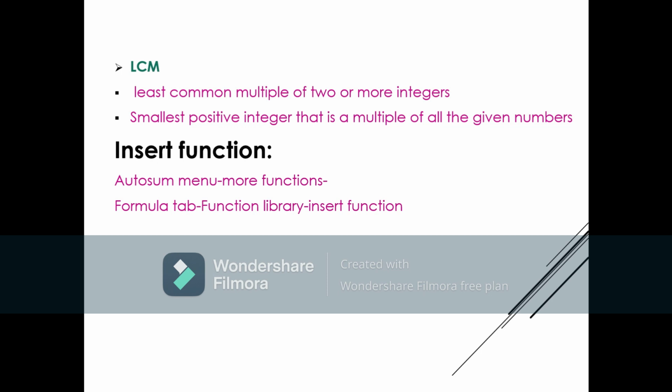Next one, LCM. Two functions of math and trig: first one is GCD, second one is LCM. This function calculates the least common multiple of two or more integers. The least common multiple is the smallest positive integer that is a multiple of all the given numbers. To calculate the LCM, we have some steps.